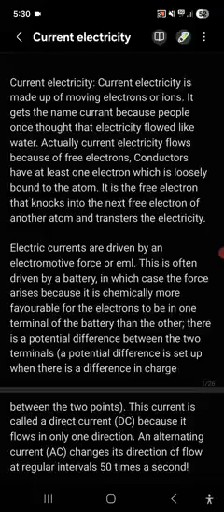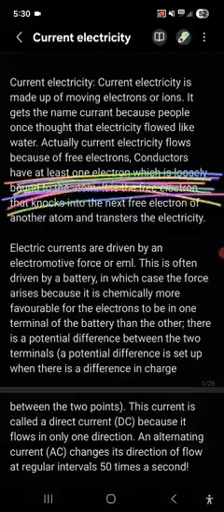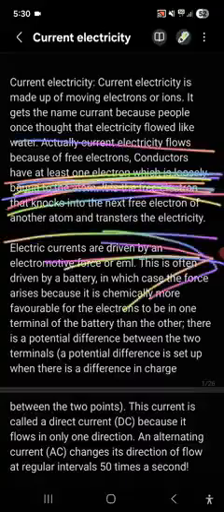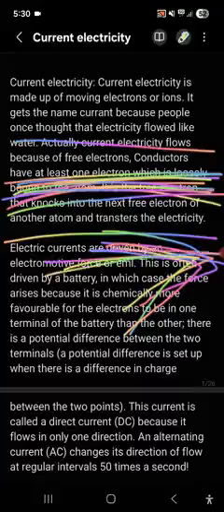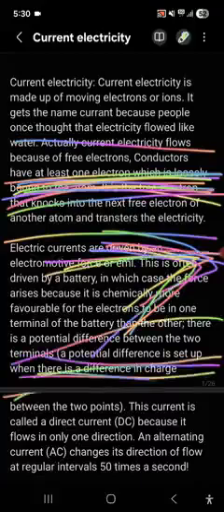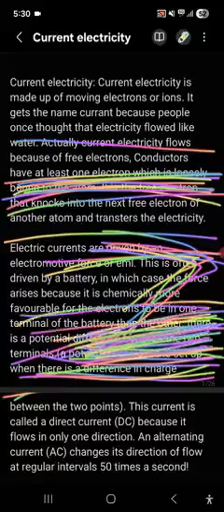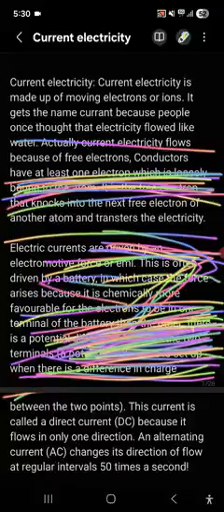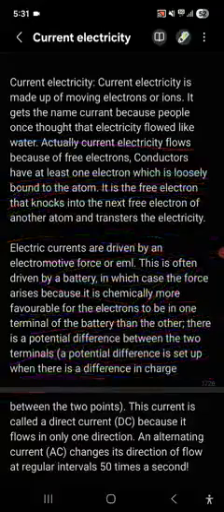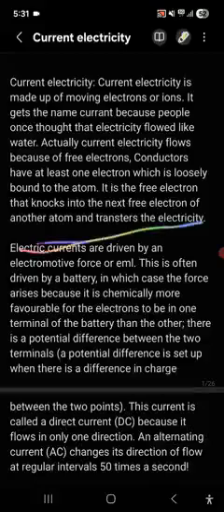It changes its direction of flow at regular intervals, 50 times a second. In DC, the flow will be like this forever, I mean, not forever, but it will stay like this. But in alternating current, the flow changes 50 times a second, and then it will change like this, and then it will become like this. So this page is explained. Let's move on to the next thing.